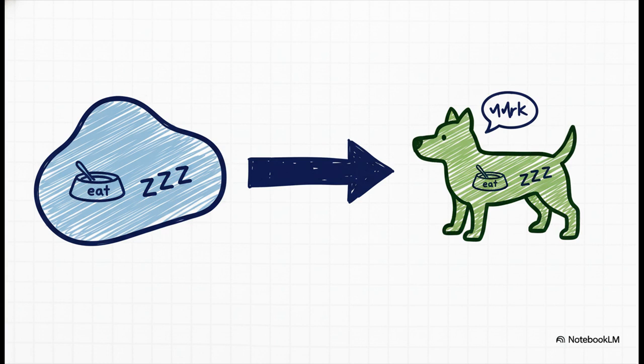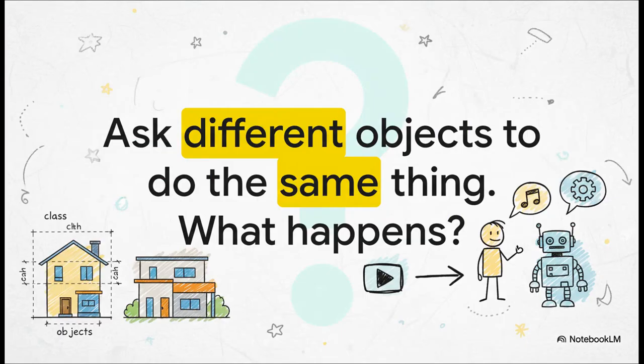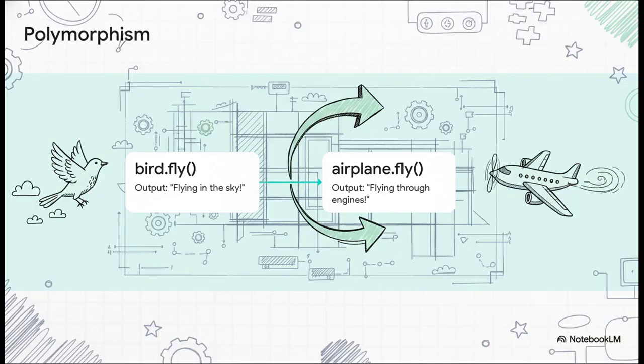It's just a more specific version of its parent. So cool! Okay, here's a fascinating question for you. What if you have a bunch of totally different kinds of objects, but you ask all of them to do the exact same thing? How do they each respond? The answer is this really powerful concept called polymorphism, which literally just means many forms.